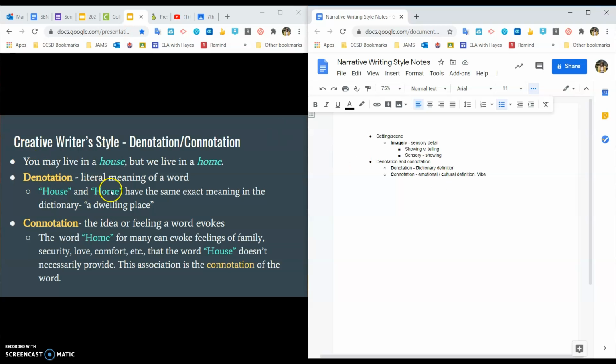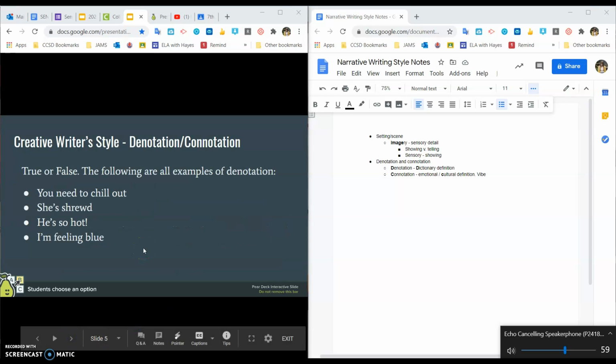So the denotation, house and home, technically mean the same thing. They're the same thing in the dictionary. However, when you're reading, you know that home is not the same thing as house. House typically makes us think of a building, whereas home is a feeling, it's people. Once again, that difference is connotation.